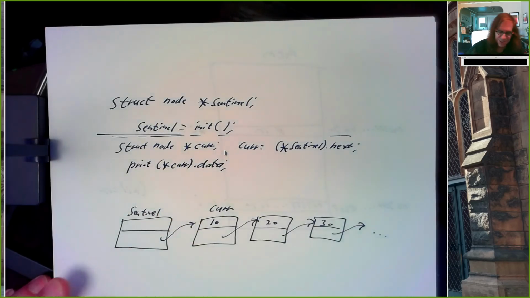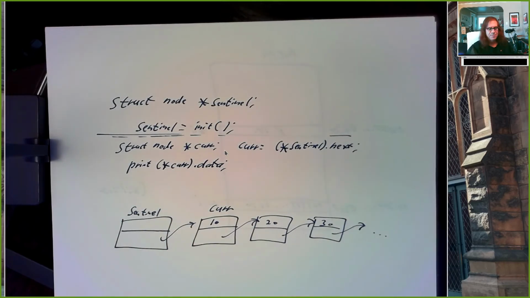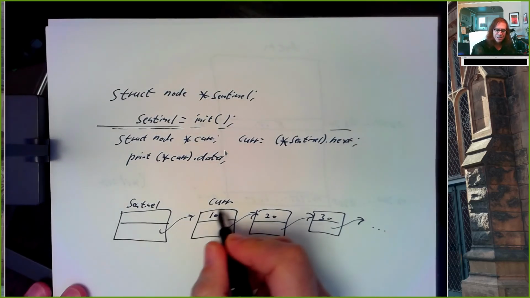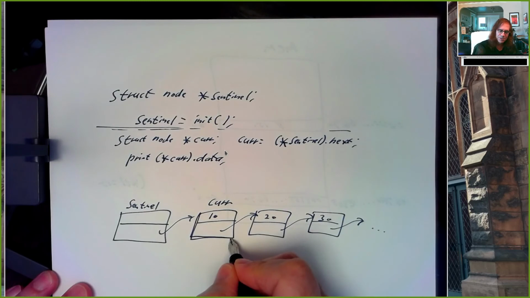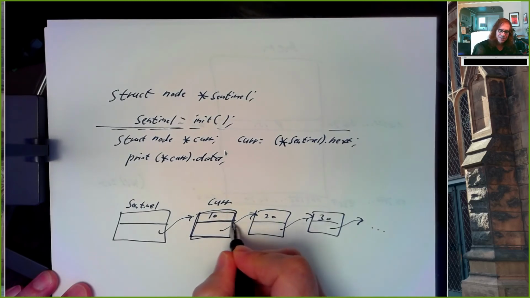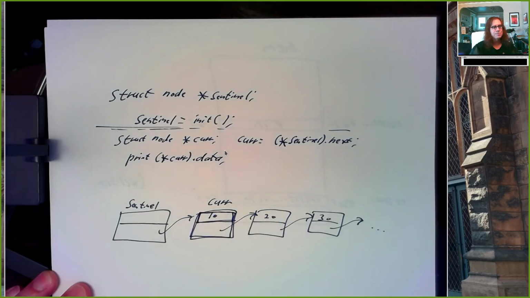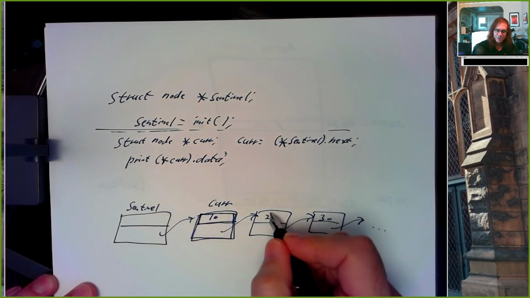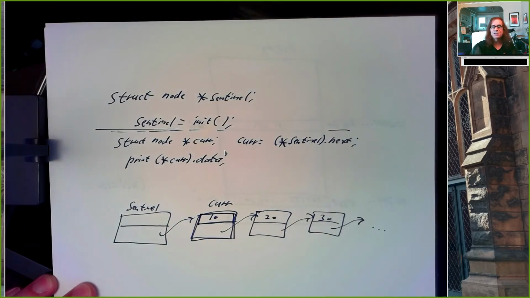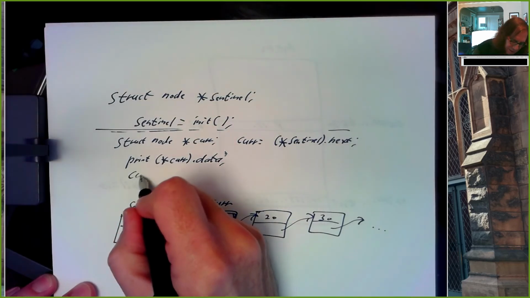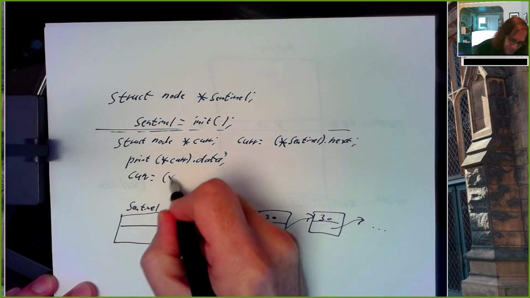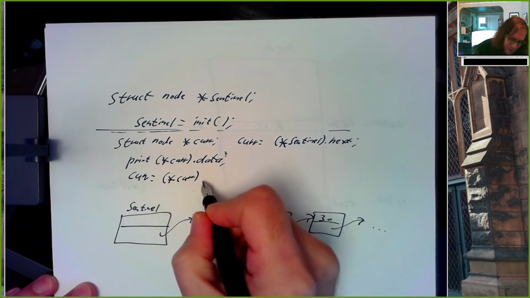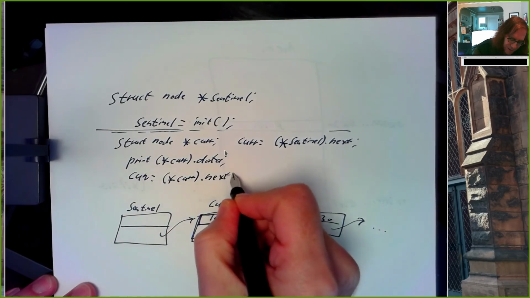And I'm going to print that current node's data field. So star cur says the thing that current points to, which is this struct node. Dot data means the data field. And then I want to move current to be a pointer to this next node. So I'm going to say current equals the thing that current points to, that's a struct node, that thing's next field.